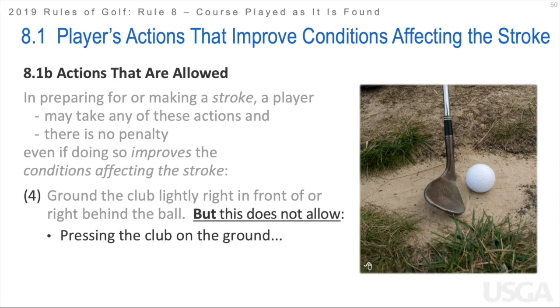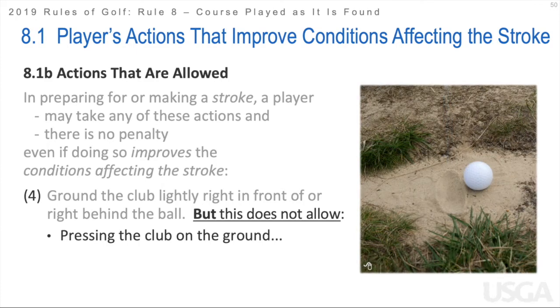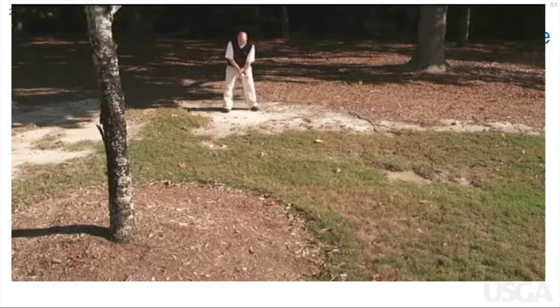If you start doing it more than lightly, meaning you start pressing the club on the ground, that's not going to be allowed. In the image on the right, you can see an indentation left in the sand after the player firmly pressed the club on the ground. That's a definite improvement of the lie of the ball, through an action that's not allowed. Therefore, the player is going to get a penalty. And here's a video that shows the same.